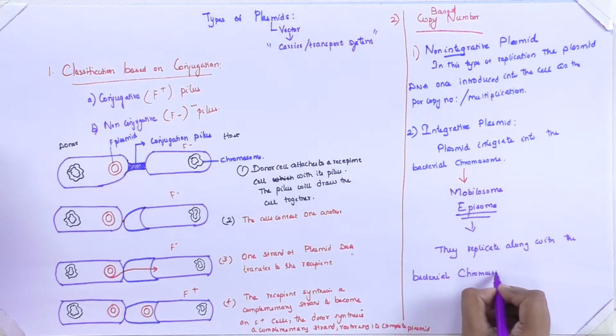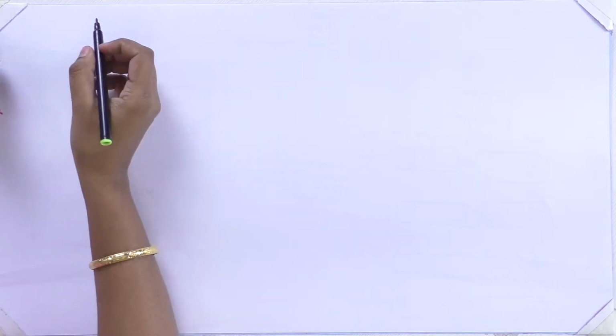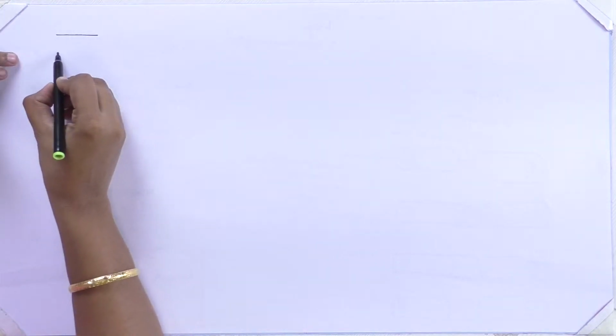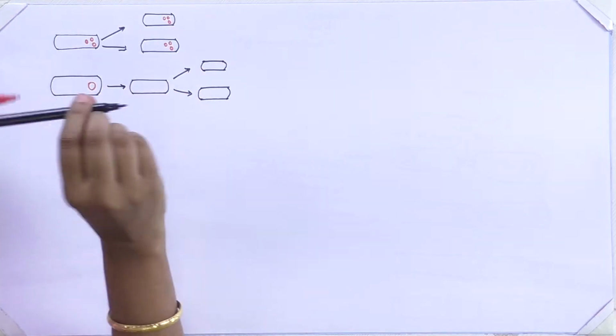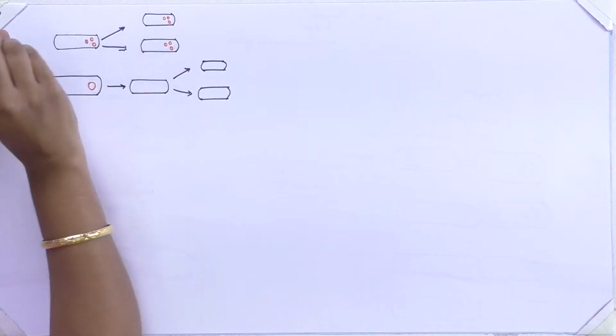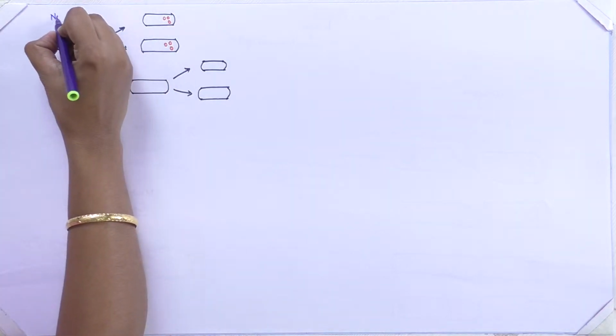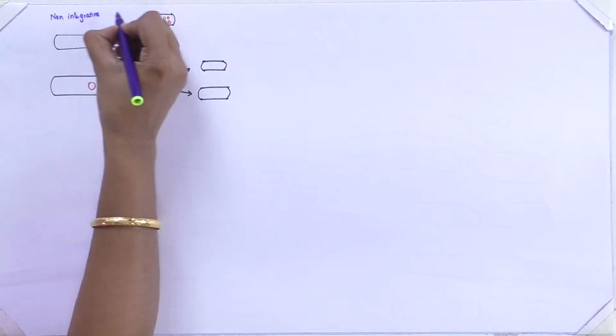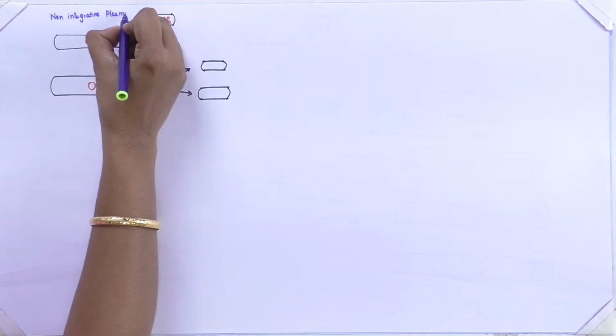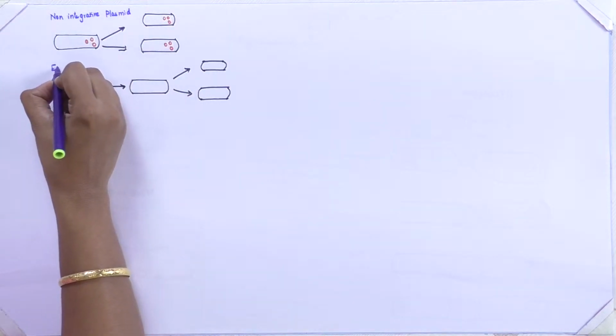So normally plasmids are self-replicating. But if you take an integrative plasmid, it is going to integrate with the chromosomal DNA which is present in a host bacteria. So we are going to see the integrative and non-integrative plasmids. For example, this is a non-integrative plasmid example. This is the episome, that is the integrative plasmid.